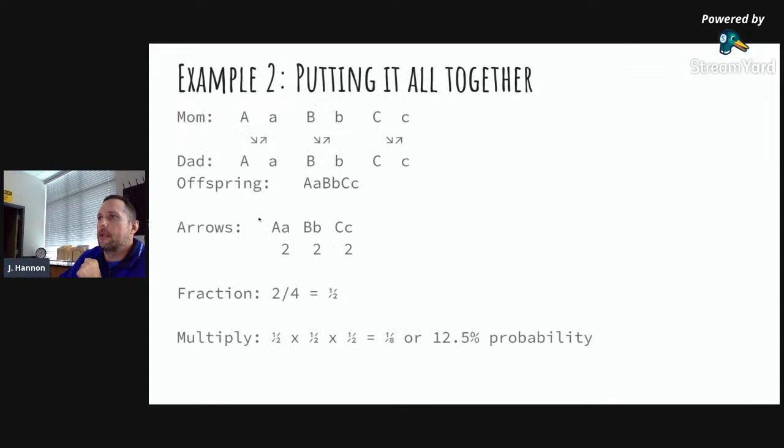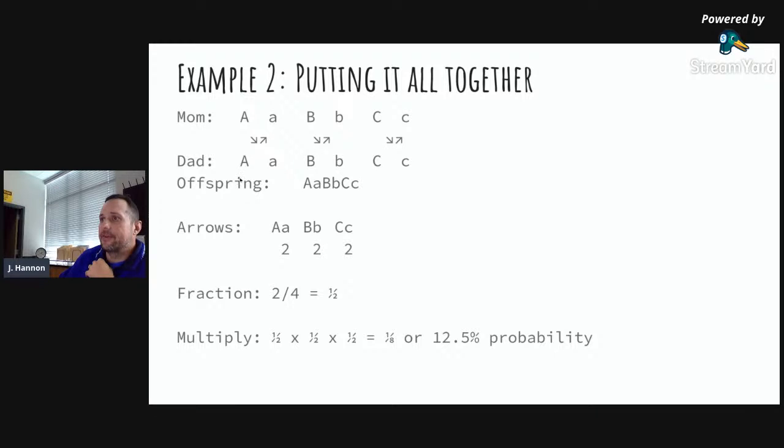Okay? Let's look at another example, putting this all together. Here we see mom is heterozygous all the way across. Dad is heterozygous all the way across. And we are looking for a heterozygous offspring. So we've got them on top of each other. Here are our possibilities: mom's capital A and lowercase a, or dad's capital A and mom's lowercase a. Those are the only two possible ways to get the offspring to be heterozygous, capital and lowercase. And that's the same for B and the same for C.